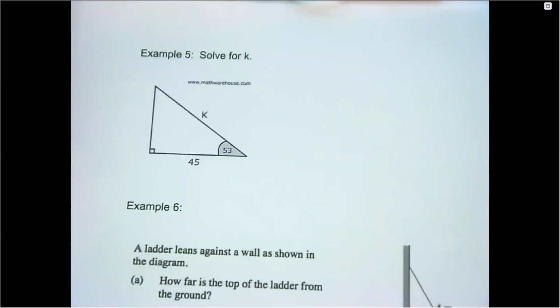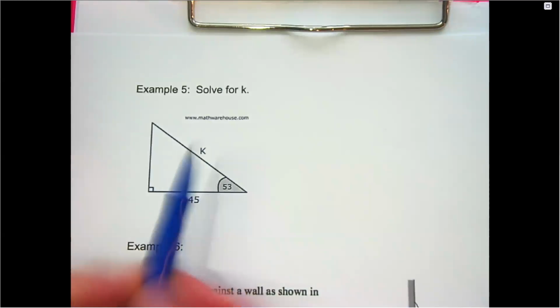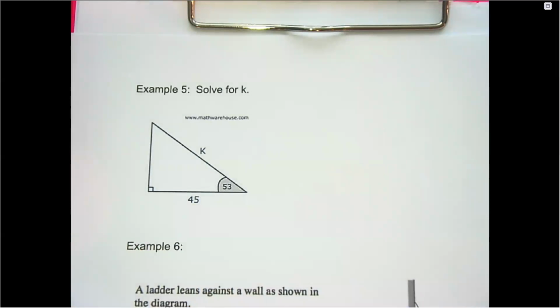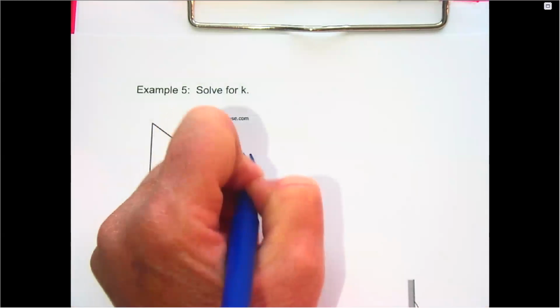Let's do one more example. I have 2 on here, but I'm going to leave the last one for later on. Let's just do one more example. Let's solve for k this time. So there's my 53-degree angle that I know. I'm going to first look and see, do I have the hypotenuse? Because that's the easiest to see. Sure enough, I do. The hypotenuse is the long side, so that's my k.